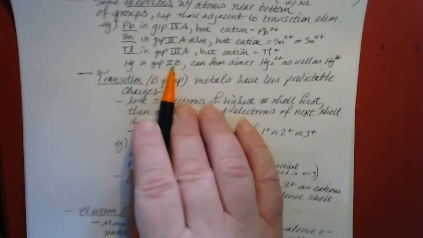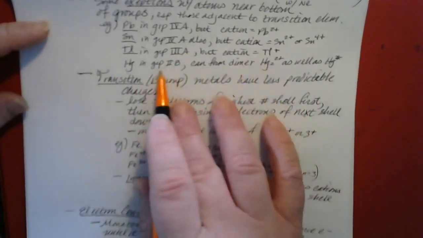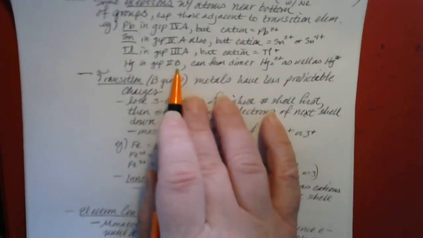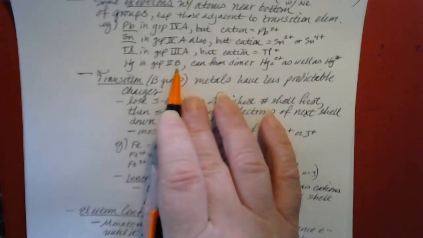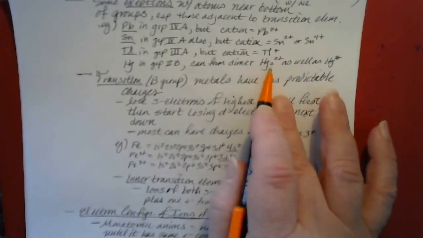Mercury is in group 2B, which makes it a transition element, so you'd expect it to be kind of weird. It does often have a charge of +2, but it also forms this weird dimer ion, Hg2 2+, where each of the mercury atoms in that dimer has a charge of +1, but they're bonded to each other, and collectively they have a charge of +2. So you see that sometimes also.